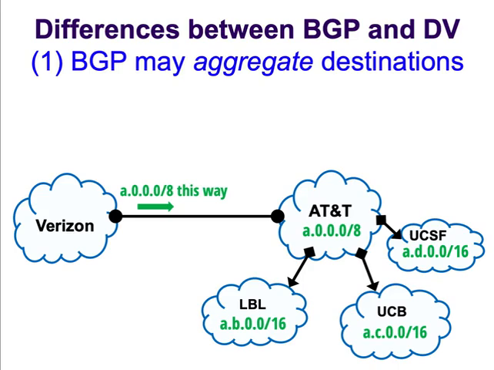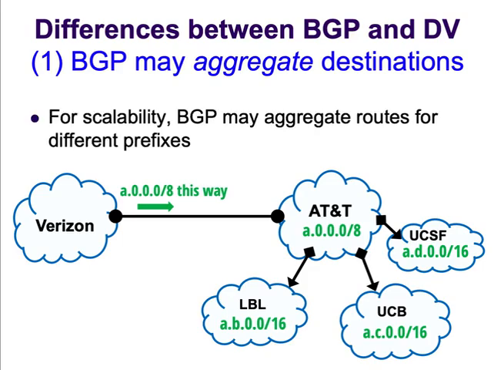I didn't tamper with what that destination was. In BGP, we do that. For example, AT&T in this context might hear advertisements from LBL, UCB, and UCSF. It's not just turning around and advertising those prefixes to Verizon. Instead, it's aggregating them into a shorter prefix and advertising that shorter prefix. So for scalability, BGP may actually aggregate routes and destinations for prefixes. That's one big difference. Does that make sense?